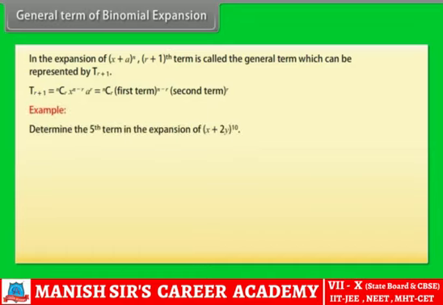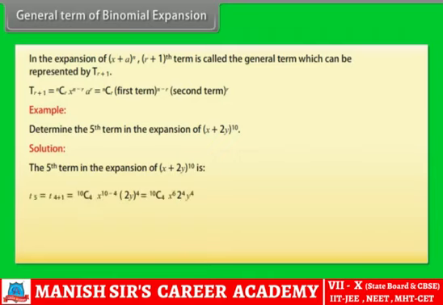Example: determine the fifth term in the expansion of (x + 2y)^10. Solution: the fifth term in the expansion of (x + 2y)^10 is given below. It equals 3360 x^6 y^4.